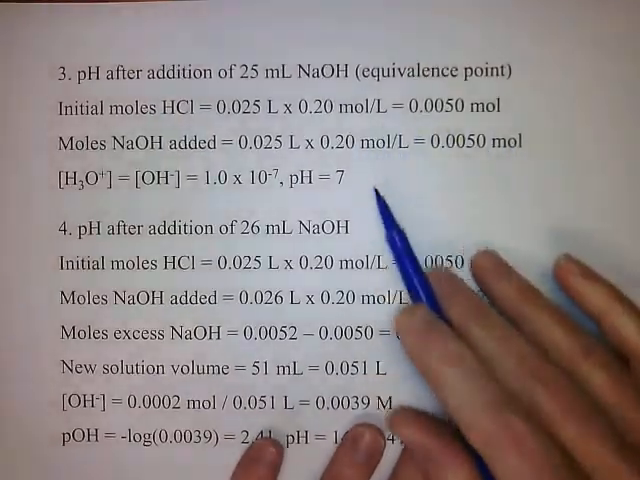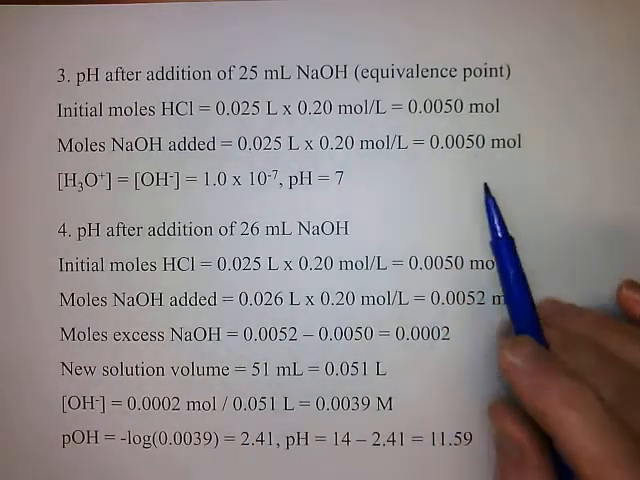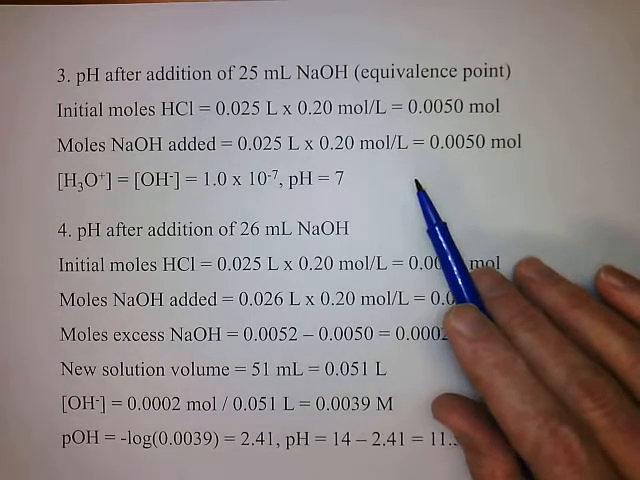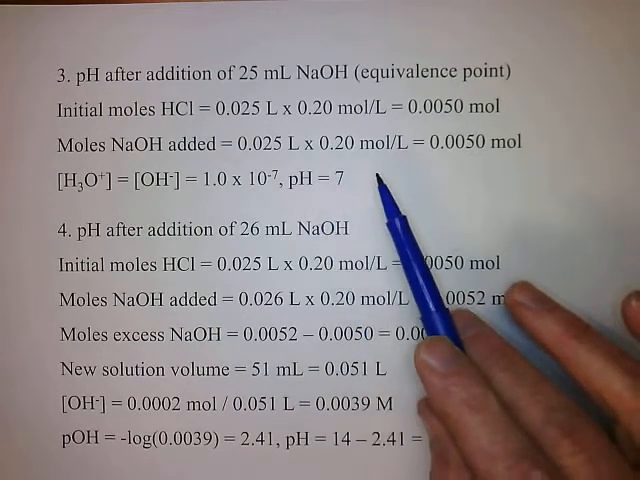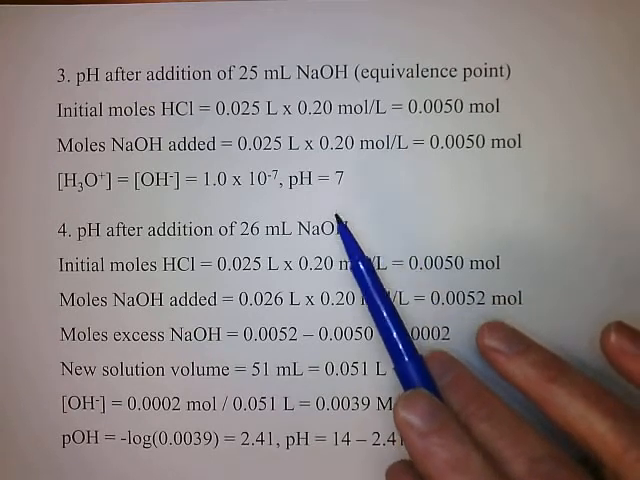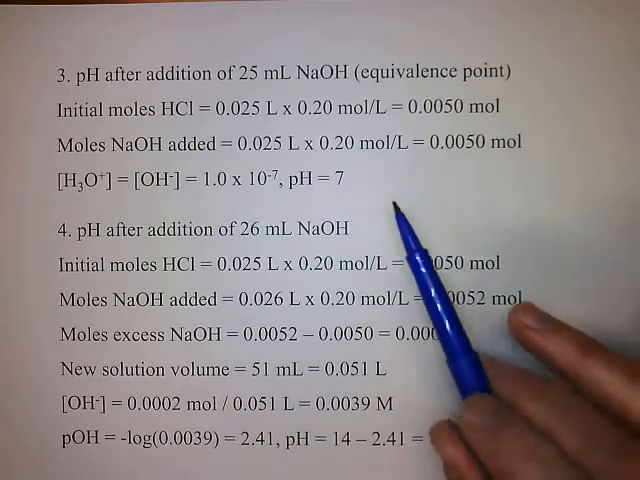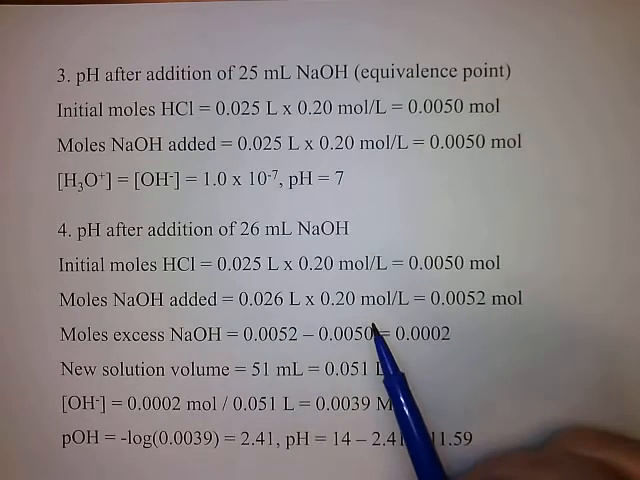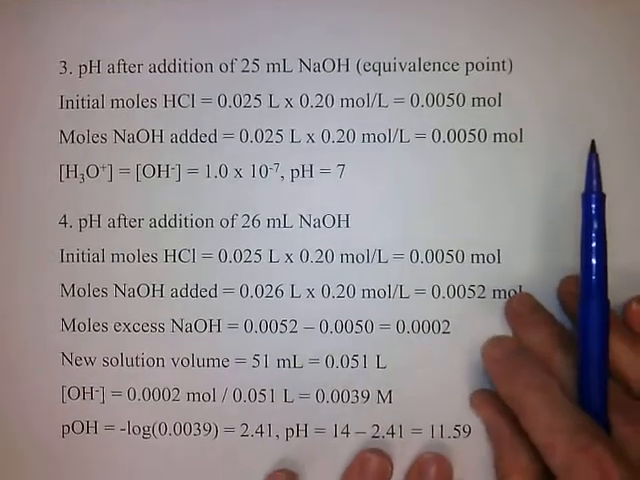What we have at this point is basically a solution of salt water. So the only hydronium and hydroxide ions come from the autoionization of water. Basically here we have a neutral solution, so there's no acid or base. The only hydronium and hydroxide come from the autoionization of water, so each is 1 times 10 to the minus 7th, and you have a pH of 7.